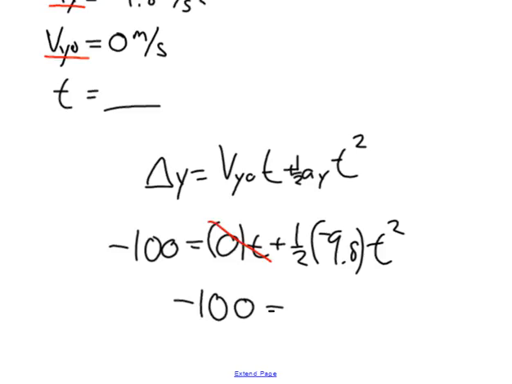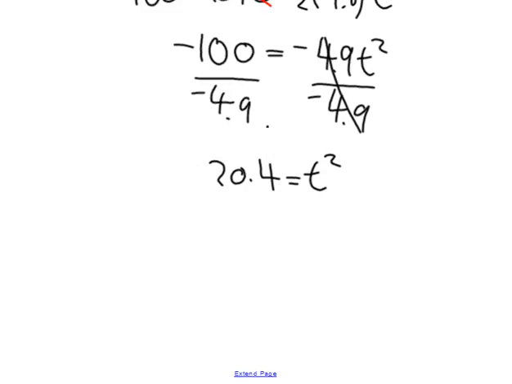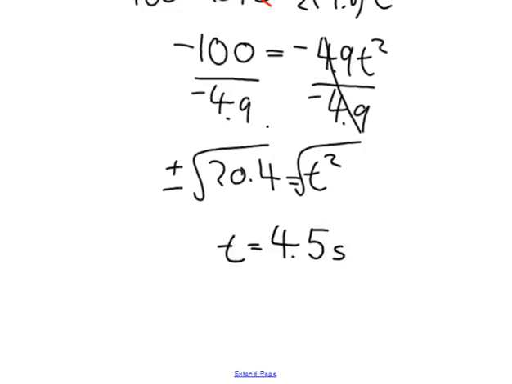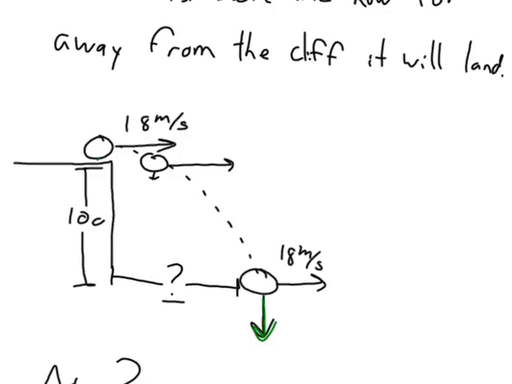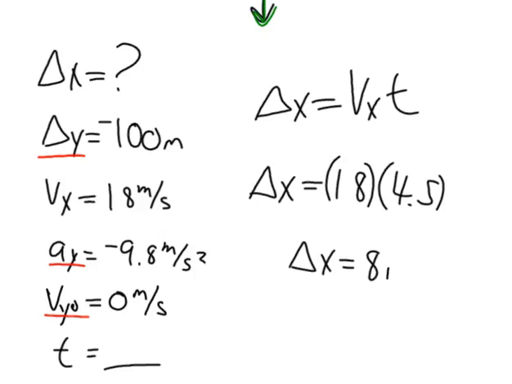Next line down, I have negative 100 equals negative 4.9 t squared. To solve for that, divide by negative 4.9. We're left with 20.4 equals t squared. And lastly, you square root both sides in order to get your time. I'll choose the positive answer because time can't be negative. So we have the time it takes for the ball to fall down. It takes 4.5 seconds for the ball to fall all the way down. And that's the amount of time it travels horizontally too. So we can plug that 4.5 in right here. Change in x equals 18 times 4.5. And we'll get our final answer of 81 meters.